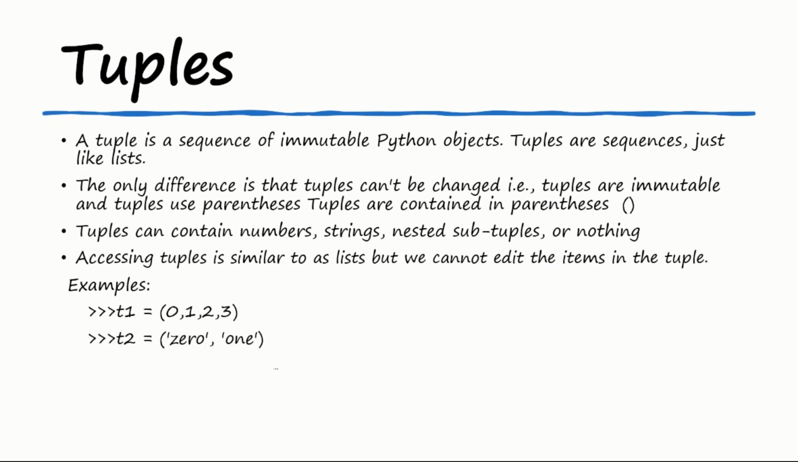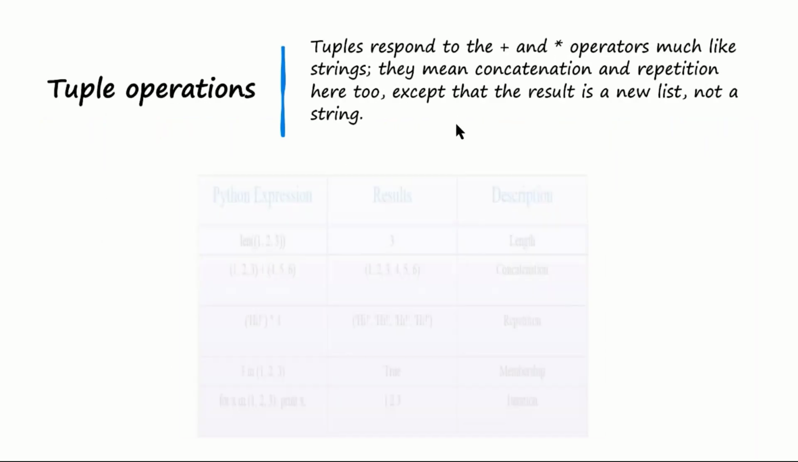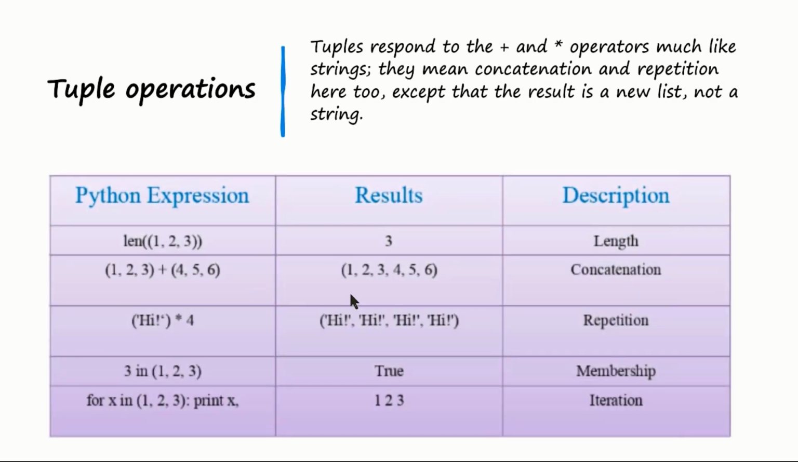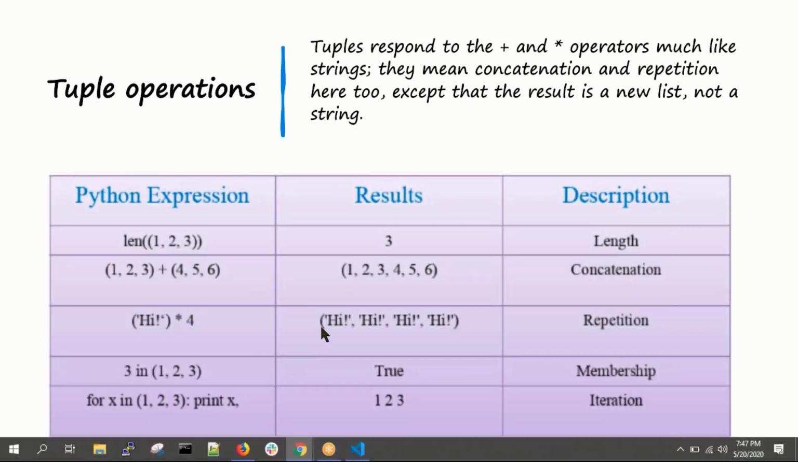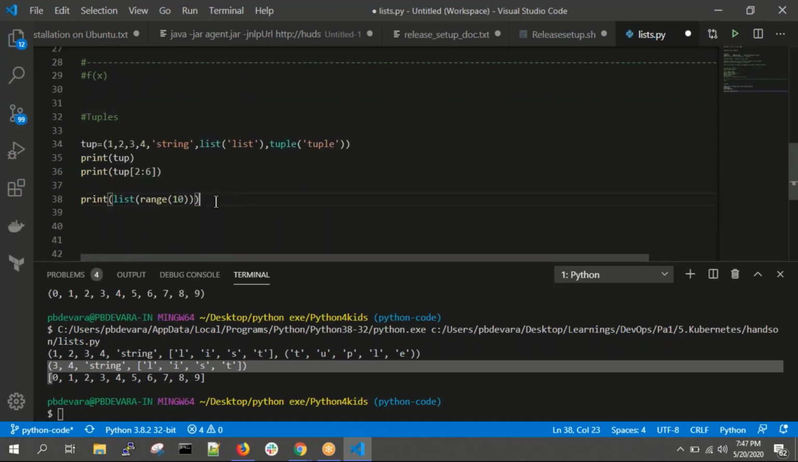We have some examples, and I guess we have already gone through them. Tuple operations. Let's see. Yeah, tuple operations are the same. They respond the same as the list operations. But the thing is, just see. As I told you, operators don't change the values which are inside the tuple, right? They just create another tuple.